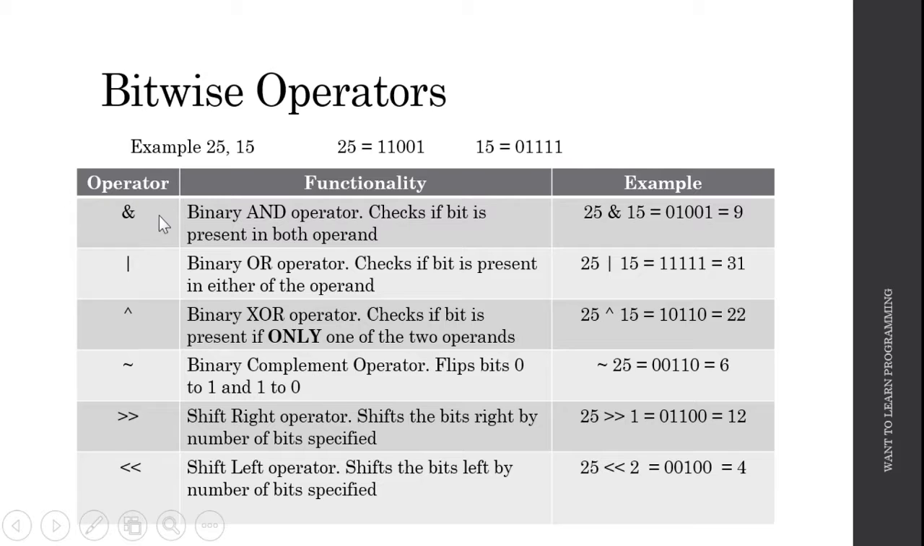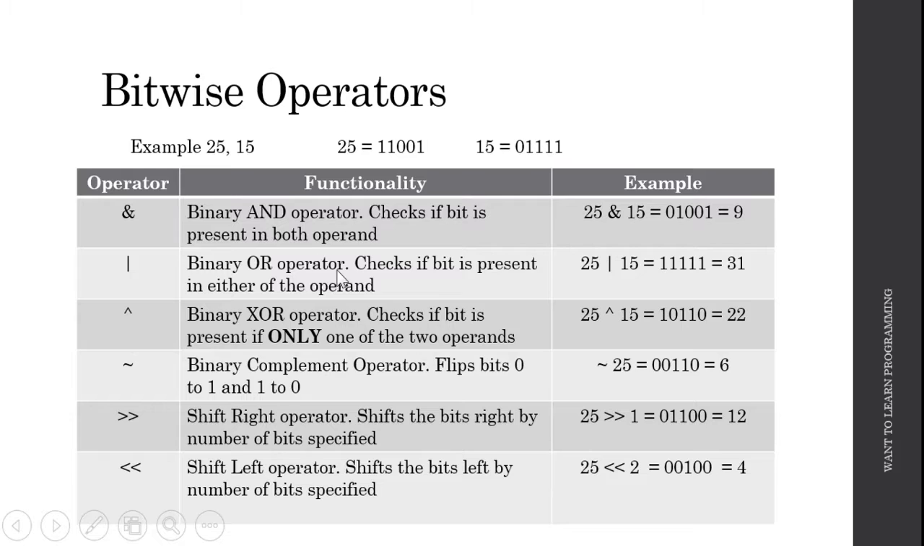So let's look at the bitwise operators. This is the binary AND operator. It checks if the bits are present in both the operands. That is, if both are 1, then the answer will be 1. So 25 and 15 is 01001 because 1 and 0 is 0, 1 and 1 is 1, 0 and 1 is 0, 0 and 1 is 0, and 1 and 1 is 1. So this performs this bitwise operation. 1001 is equal to 9 in the decimal system.